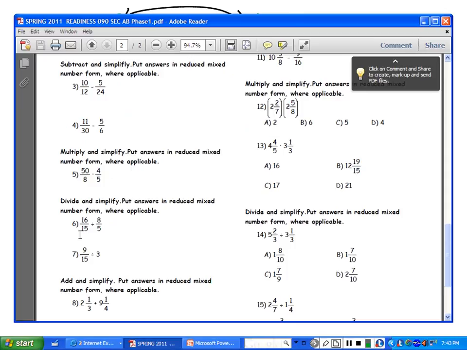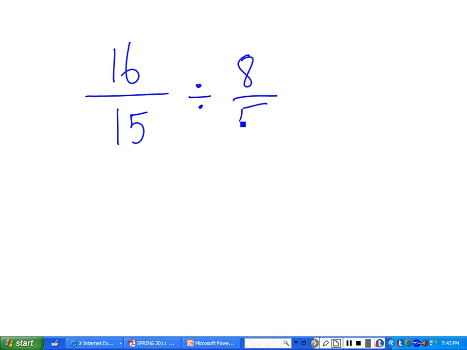Okay, so number 6. Let's do number 6. 16 over 15 divided by 8 over 5. Now when you have this division symbol here, you're always going to keep, change, flip again. Keep, change, flip. What do I mean by that?